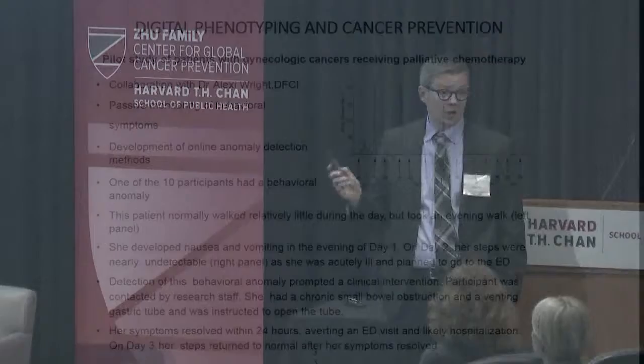This person was contacted by our research staff, and what turned out to be the case was she had a chronic small bowel obstruction and a venting gastric tube, and she was instructed to open the tube. She did not have to leave her home. She did not have to come in. And it turns out that her symptoms resolved essentially completely within 24 hours.